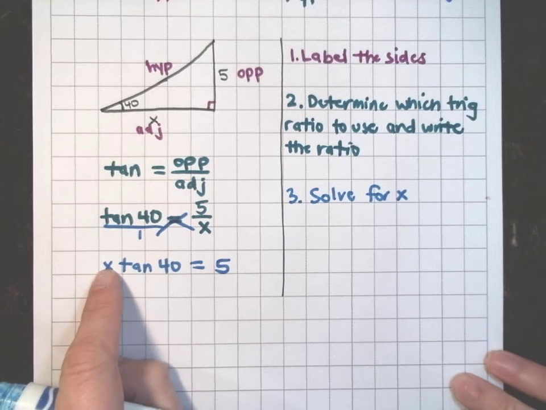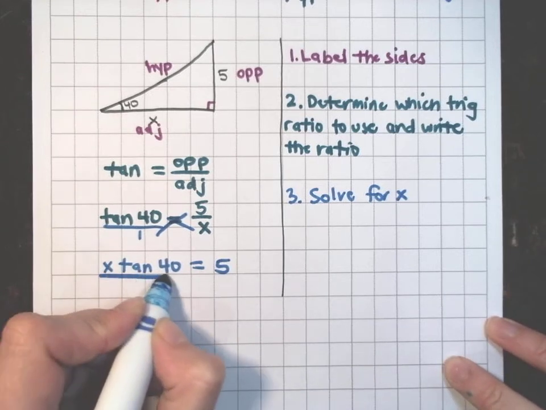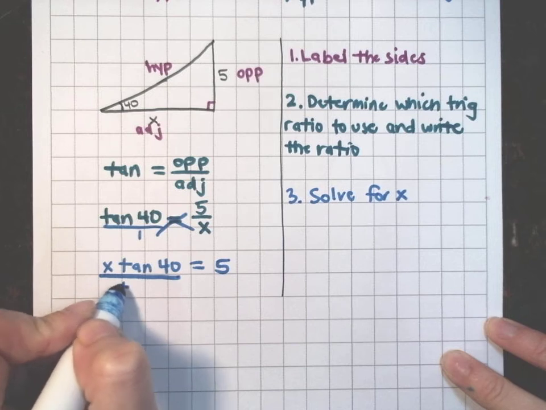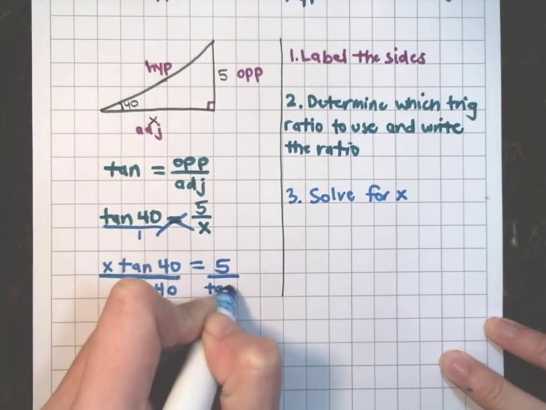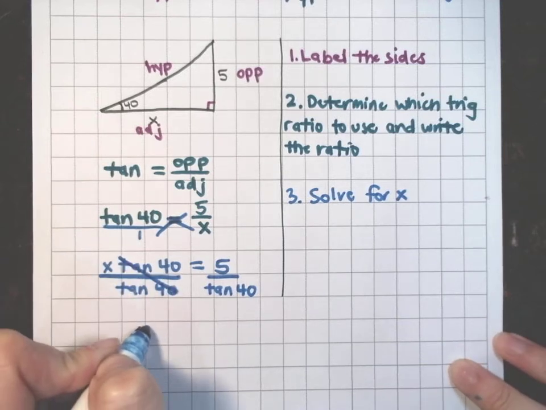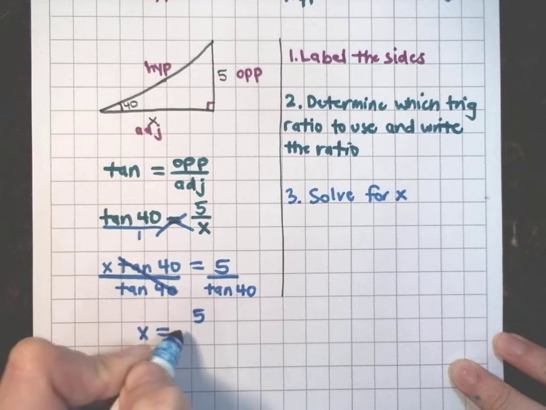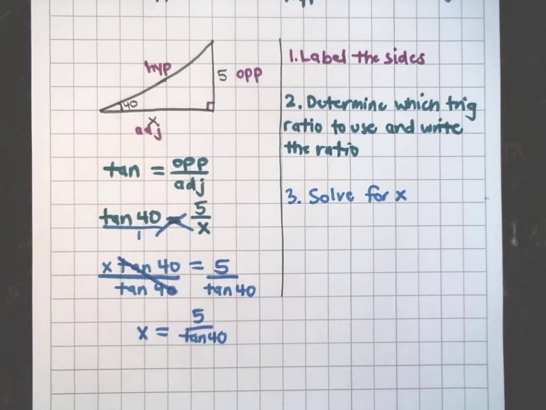And then we're trying to solve for x, and x is being multiplied by tangent of 40. So how do we get rid of multiplication? We divide. And whatever we do to one side, we have to do to the other side. Those cancel out, leaving us with x equals 5 divided by the tangent of 40.